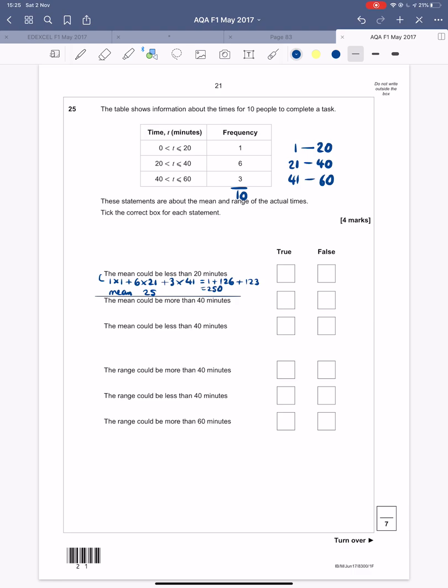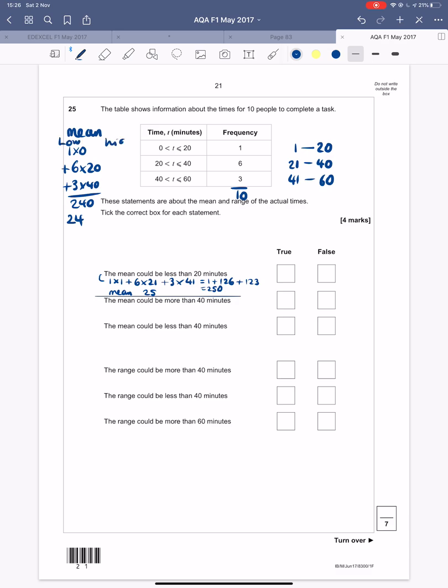Well, if we did it at 0, the lowest possible for the mean is going to be 1 times 0 plus 6 times 20 plus 3 times 40. 120 is 240. So the mean has got to be bigger than 24. So that's the lowest there.